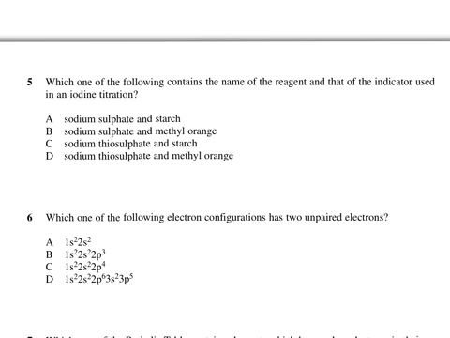Question number 5 is another titration question, but this type of titration has been moved to module 5, which we will look at next year. So you don't have to do that, but just if you want to complete it, the answer is C. We use sodium thiosulfate and starch when we do an iodine titration.